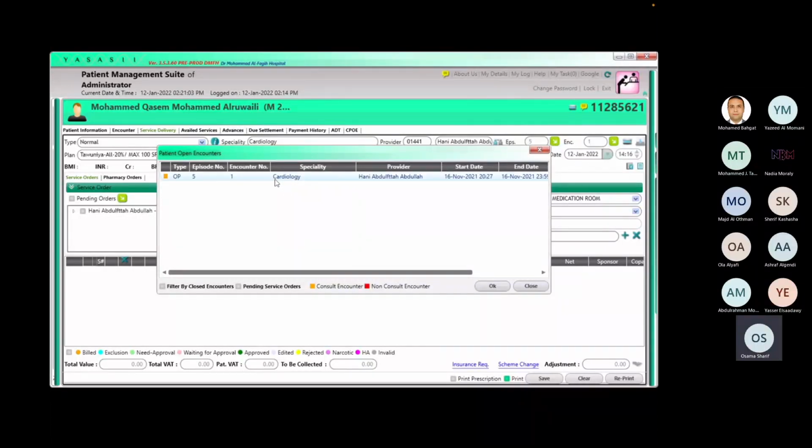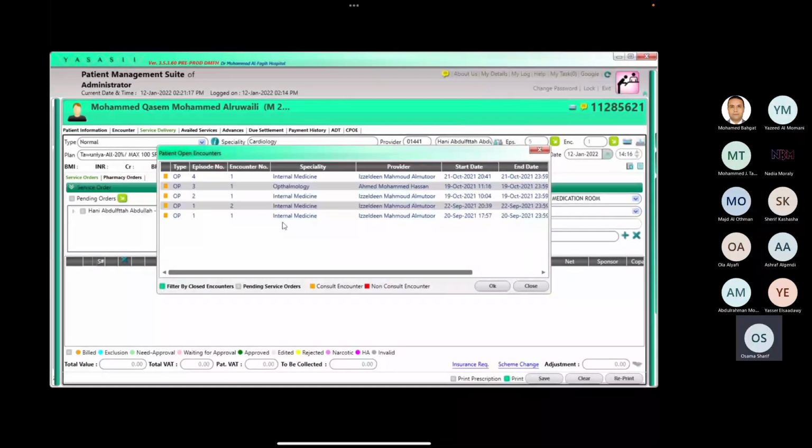So this is an active encounter. Of course, you can see cardiology that is going on, and he came on 16th November for that. But if I want to see the past ones, and I want to bill something under that, I can click on this box, closed encounter, and it shows me. So these are the closed encounters of earlier, which are there.